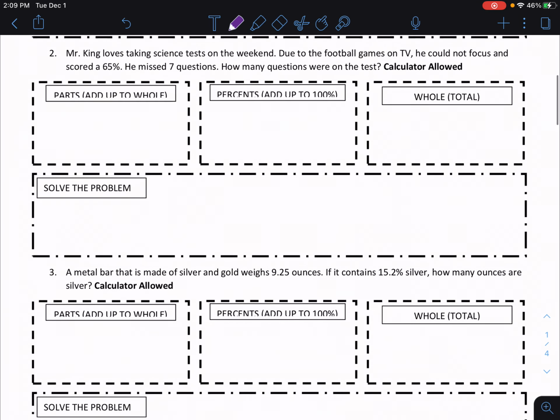Number 2 says Mr. King loves taking science tests on the weekend. Due to the football games on TV, he could not focus and scored a 65%. He missed 7 questions. How many questions were on the test? So when we talk about questions on the test, we talk about the ones that we got right and the ones that we got wrong. I think in class I said correct or incorrect. So we either get the questions right or we get them wrong. And the whole is going to be the total number of questions.